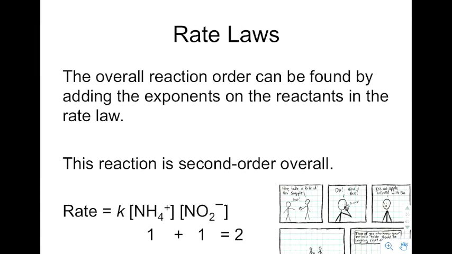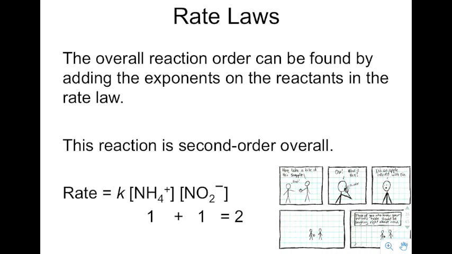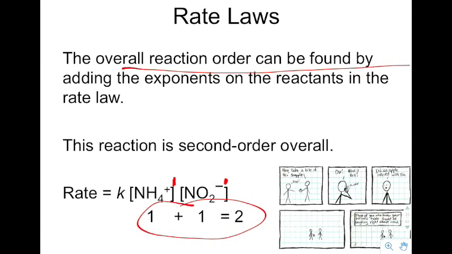But if I want to look at the overall rate of reaction, the overall rate of reaction is a second order because I have a 1 and a 1. Whenever you look at the overall reaction order, it is by adding the exponents together. So you take 1 plus 1 is 2, which means this is a second overall order reaction, which means it's going to have a little different properties than if it just depended on one thing on its own.